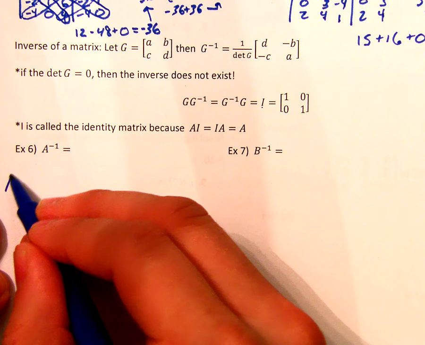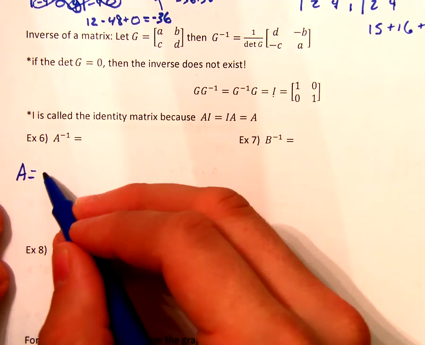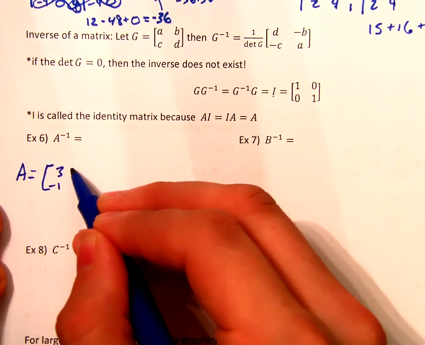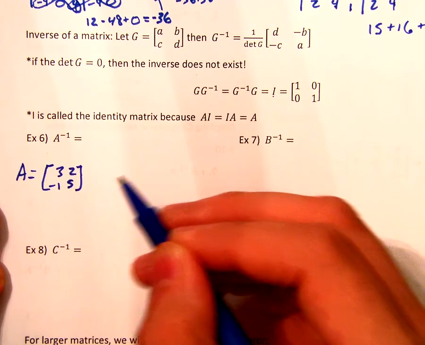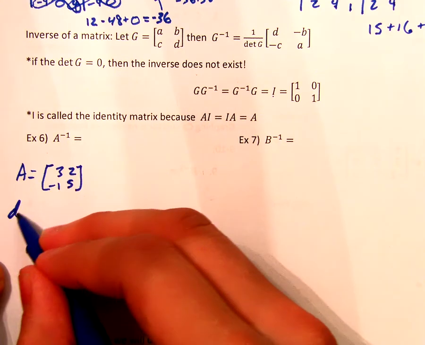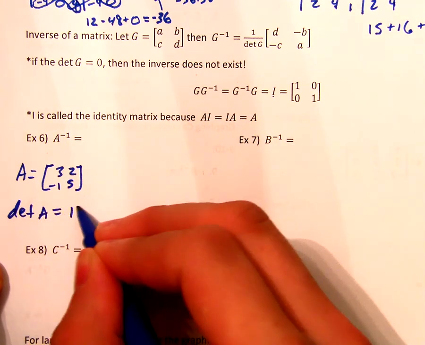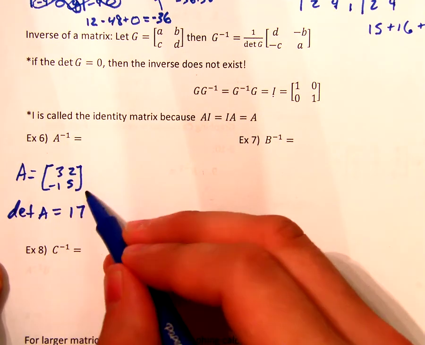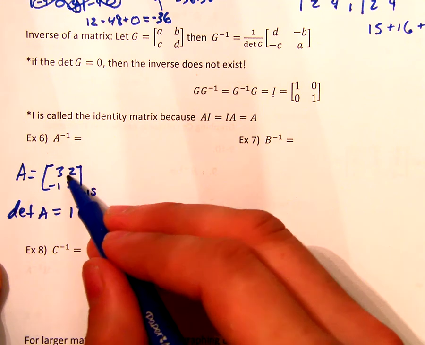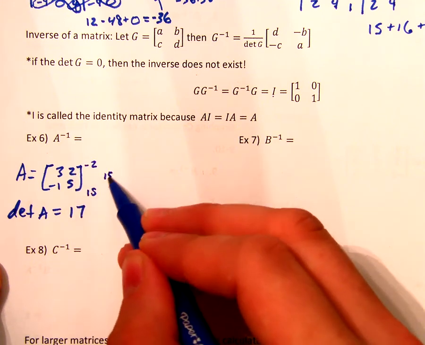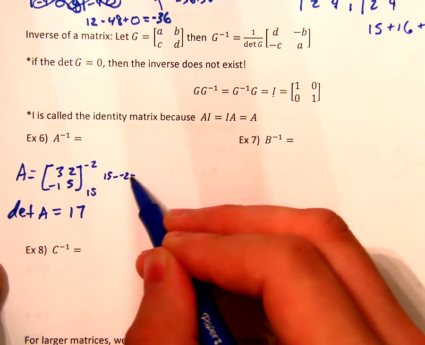So matrix A, for example, is 3, negative 1, 2, 5. Earlier we found that the determinant of A was 17. You cross multiply. 3 times 5 is 15. Negative 1 times 2 is negative 2. 15 minus negative 2 is 17.